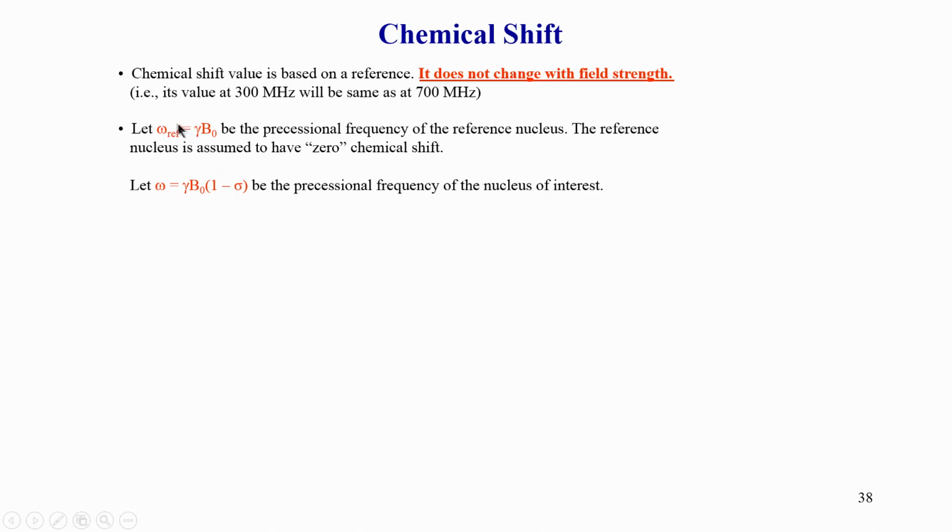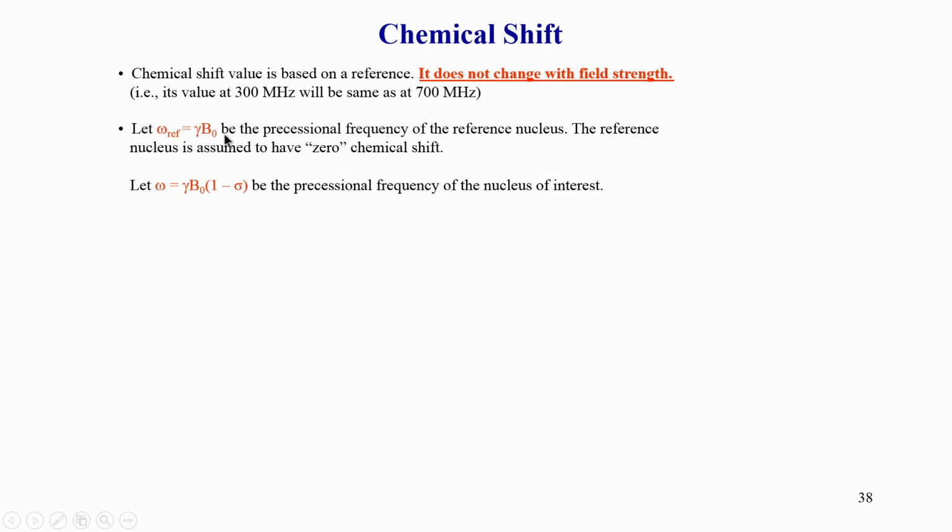So, let us say that we have a reference frequency which is our rotating frame frequency, gamma into B0, the precessional frequency of a reference nucleus. We can take any nucleus as a reference and assume that it has 0 chemical shift. Remember, this is an assumption. Many times people are confused that the reference molecule actually has 0 chemical shift. No, we are forcing it to be 0, and it is arbitrary. So, let us say the reference has chemical shift 0.